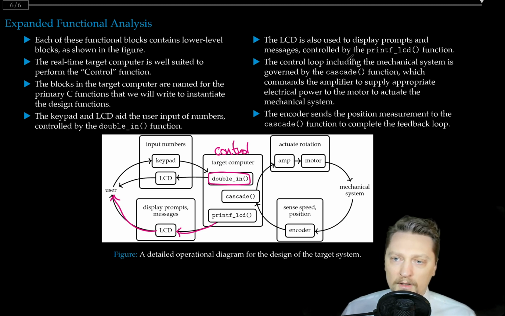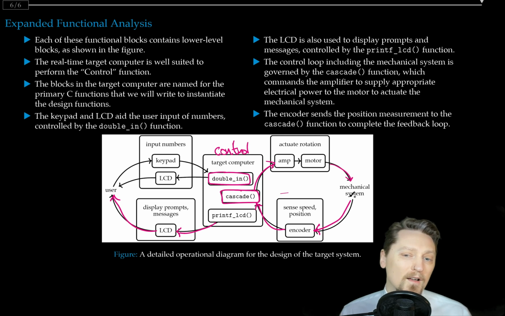Good. The control loop, including the mechanical system, is governed by the cascade function. So this function here, which commands the amplifier to supply appropriate electrical power to the motor to actuate the mechanical system. Amplifier, motor to actuate the mechanical system. So the motor is an electromechanical system, and on the mechanical side, it is moving around the load. The encoder sends the position measurement to the cascade function to complete the feedback loop. So we sense the position and implicitly the speed. So that's the control loop.